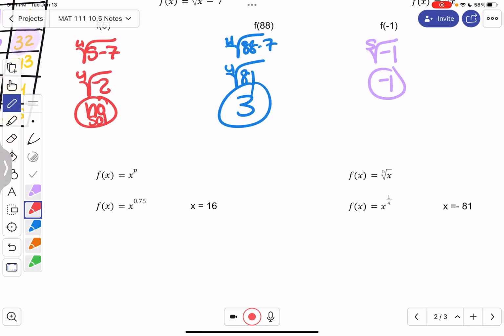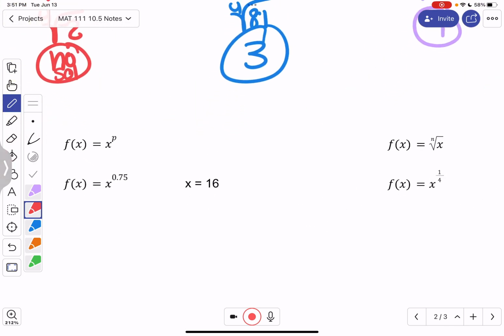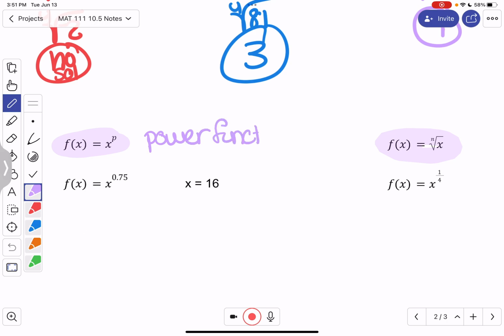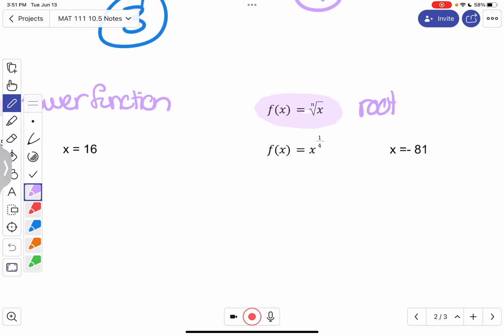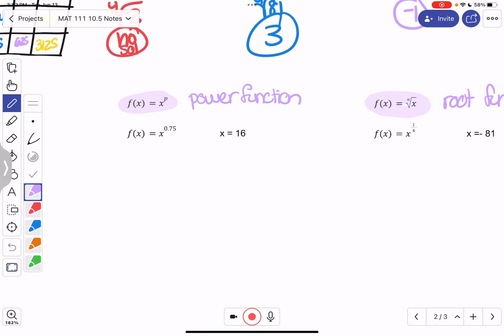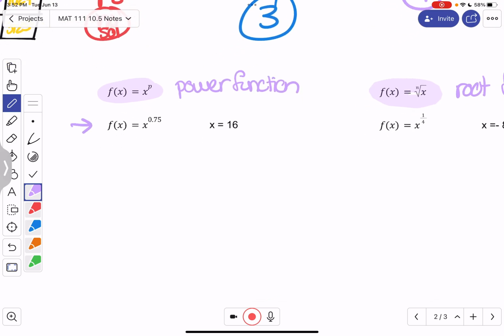All right, now if we look at these two equations here, we call the first one a power function because we have different functions based on the power. And then we call this one a root function because we have different roots based on the index. You can go back and forth between them using the exponent rules, but that's just what we call them when you see them. So here we have a power function. We could rewrite it as a fraction, and that would be 3/4. So if we wanted to turn it into a root function, it'd be the fourth root of x to the third.